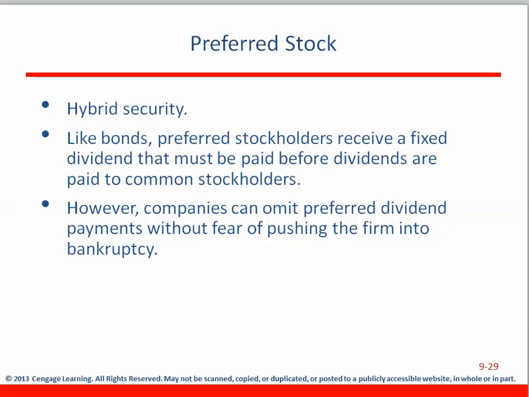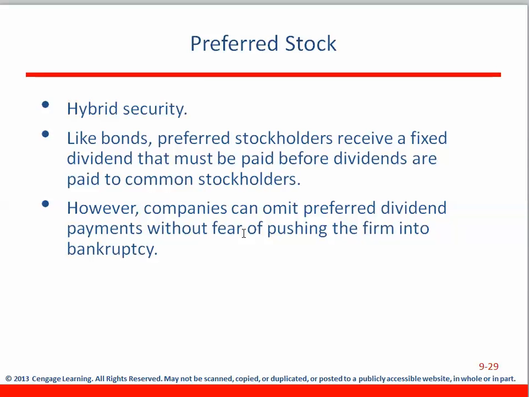Very briefly, preferred stock is not equity. Preferred stock is a hybrid security. It's a cross between common stock and debt. Preferred stockholders receive a fixed dividend. It doesn't grow like common stock. It has a par value, but unlike a bond, you're not promised to get your money back at any point in the future. Preferred stock dividends have to be paid before common stock dividends can be paid.